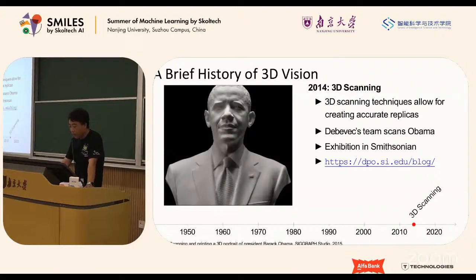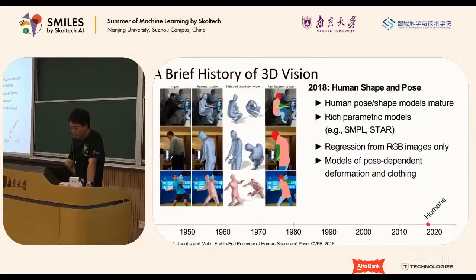Also, modern 3D scanning technology can create highly accurate digital objects. In this example, a team led by Paul Debevec scanned President Obama for a detailed 3D portrait displayed here. Such systems combine careful capture, geometry reconstruction, appearance modeling, and sometimes 3D printing.